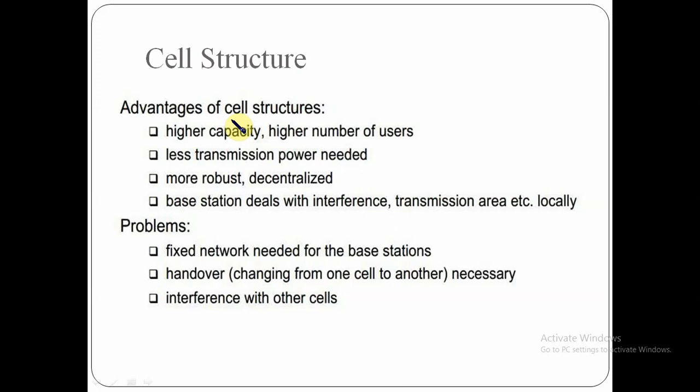What is the advantage of cell structure? It gives higher capacity and a higher number of users, and less transmission power is needed. It is decentralized and the base station deals with interference. But some problems occur in cell structure: a fixed network is needed for the base stations, handover is necessary when changing from one cell to another, and there is interference with other cells.